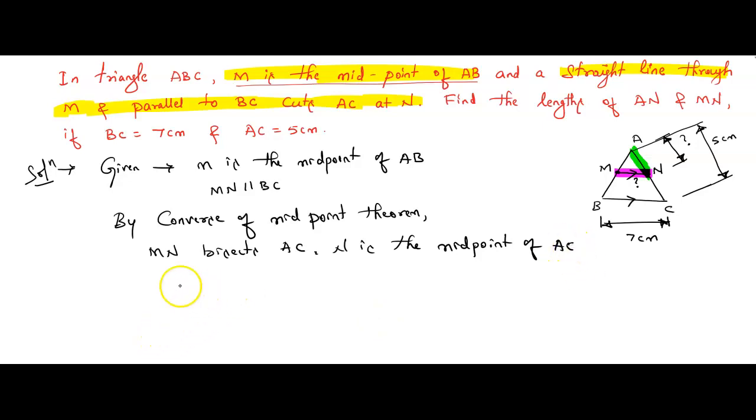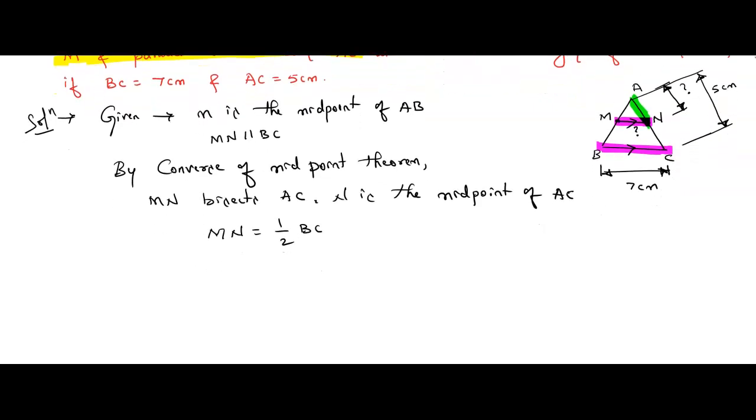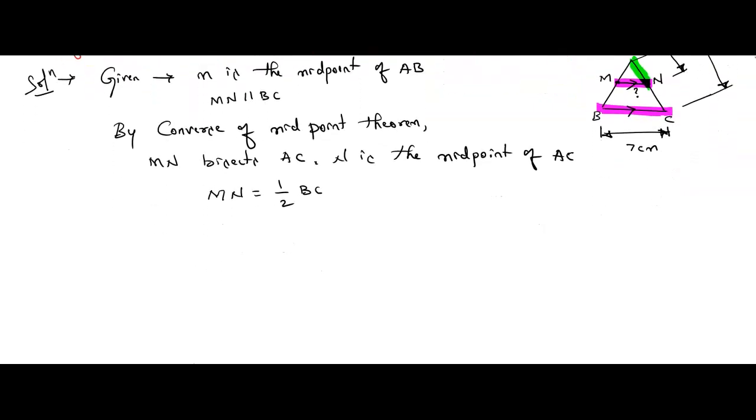Now see children, we also know that from the midpoint theorem, MN is half of BC, correct? Can we write that? By the midpoint theorem, this side MN is half of this BC. If you don't know, once again go back and see the midpoint theorem. We have done the proof of the midpoint theorem, in which we have already shown this statement, MN is equal to half of BC, correct?